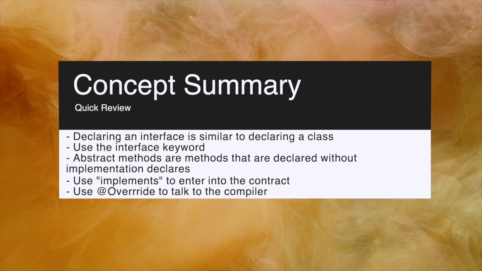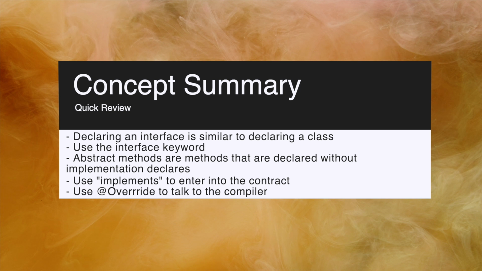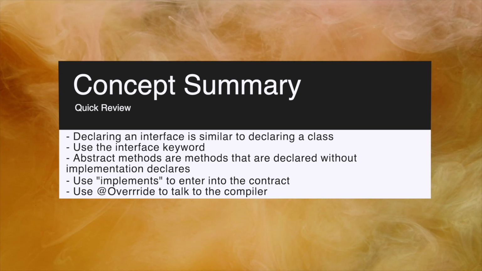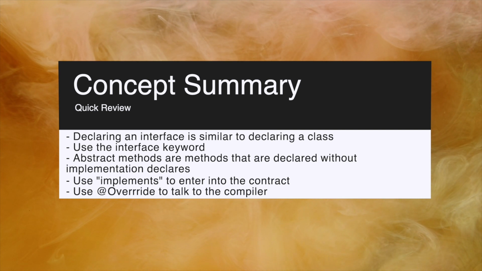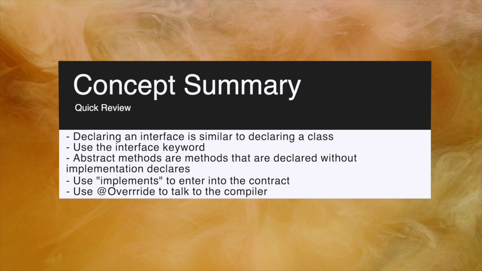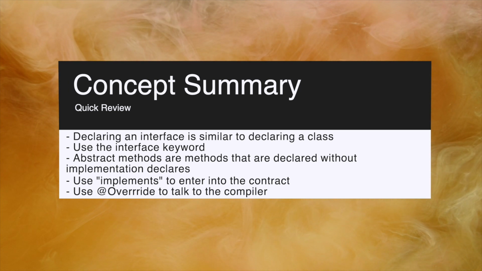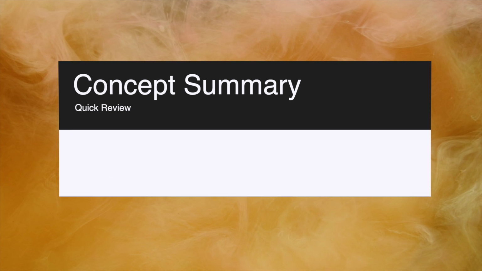Fourth, to tell the compiler that we are entering into a contract with a given interface, we say class, the class name, implements the interface name. Last but not least, we use the override annotation to tell the compiler that we are providing the implementation for a method from the interface. Cool. Now you understand what an interface is and how to implement one.